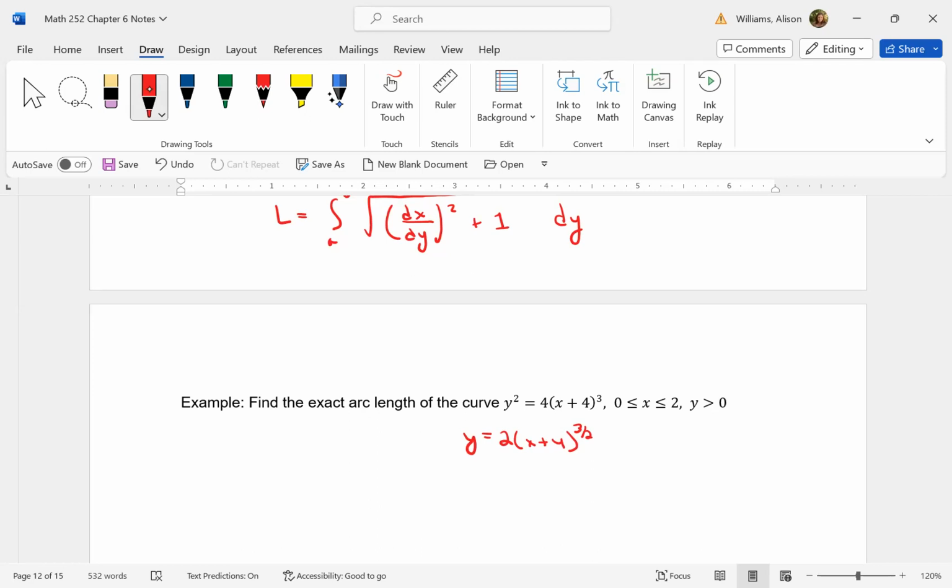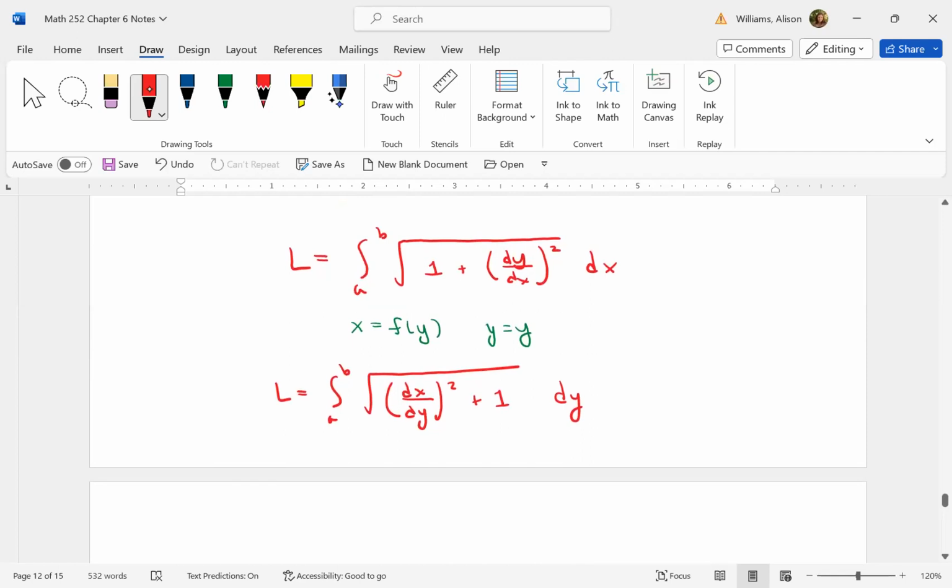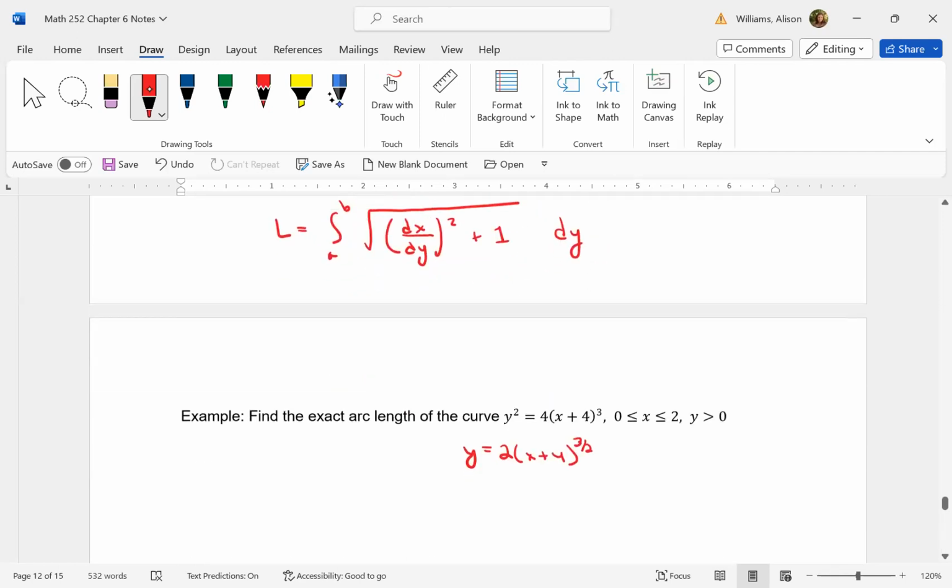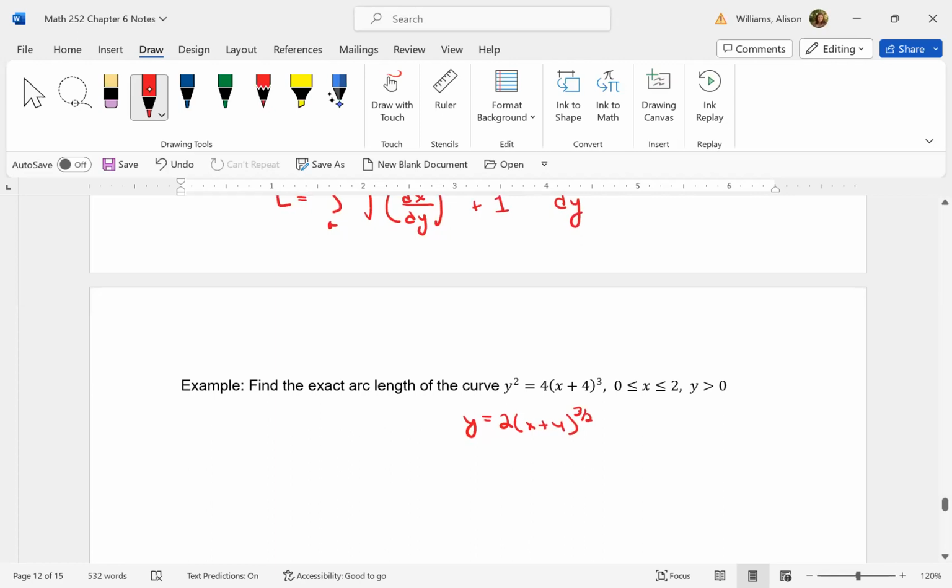All right. So there's my y value. Now I don't have an x, so I'm going to use the first formula right here. It's just going to be a 1, and I'm going to find dy dx. Okay, so let's do that really quick. dy dx would be 3/2 times 2 times x plus 4 to now the 1/2, technically times 1 for chain rule because the derivative of the inside is 1.